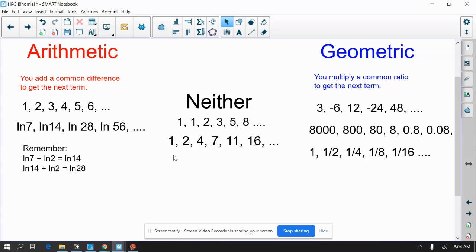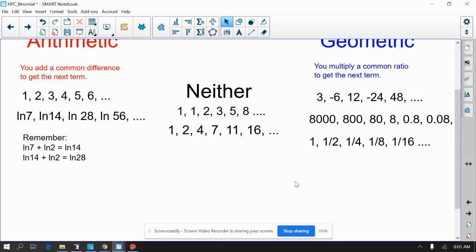The pattern here is you add 1, then you add 2, then you add 3, then you add 4, then you add 5. So this pattern is not arithmetic, nor is it geometric.